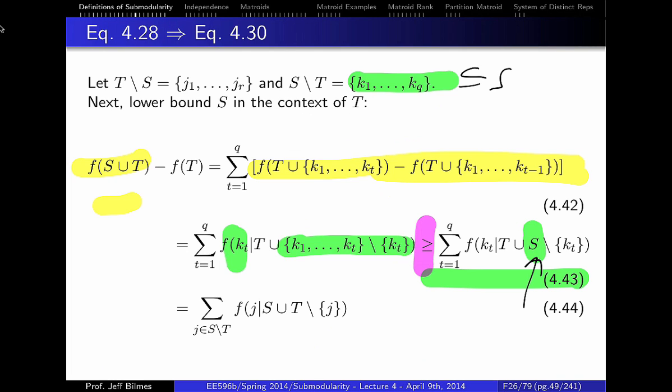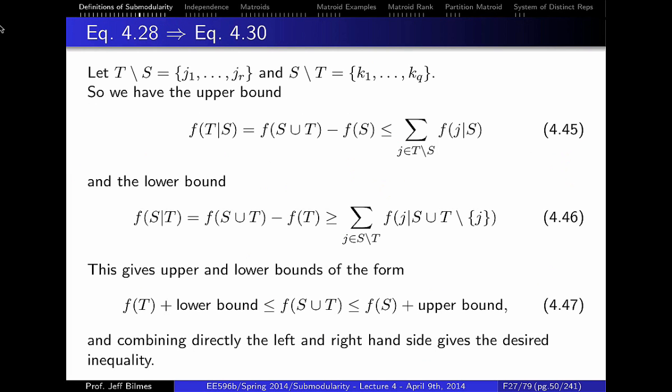But now let's just write it again in set notation. So now we've got this nice summable lower bound on f of S union T minus f of T. We've got the upper bound here, and the lower bound here, so we've got it in this form. And then we just write f of T is equal to f of S plus the upper bound minus the lower bound. And we're done. We've got the equation.